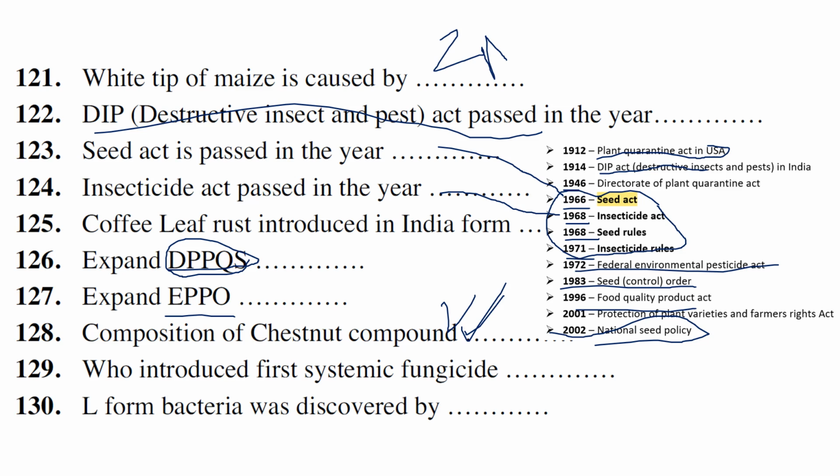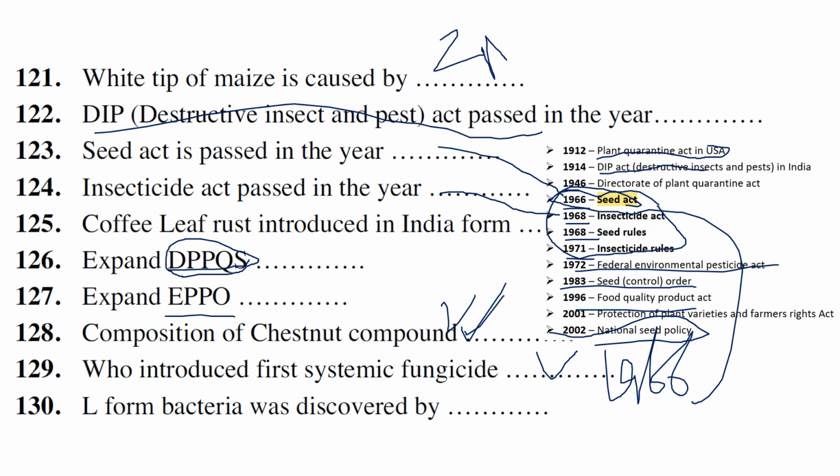Who introduced the first systemic fungicide? The first systemic fungicide, carboxin and oxycarboxin, belonging to the oxathiin group of fungicides, was first introduced by Von Schmeling and Marshall Kulka in the year 1966. You just remember the Seed Act: whenever the Seed Act was passed, in the same year the world's first systemic fungicide was discovered by Von Schmeling and Marshall Kulka. That was the oxathiin group of fungicide, carboxin and oxycarboxin.